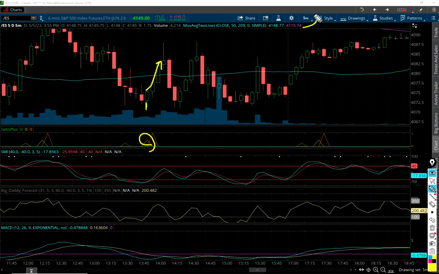Okay, again, 5-minute chart. Look at the MACD, it's almost worthless. Forget that indicator on the 5-minute chart. But the Stochastic Momentum Index and the Big Daddy, which is streamed on my Discord server, are very useful, right? Look at this, going up. Both of these are telling you to go up.